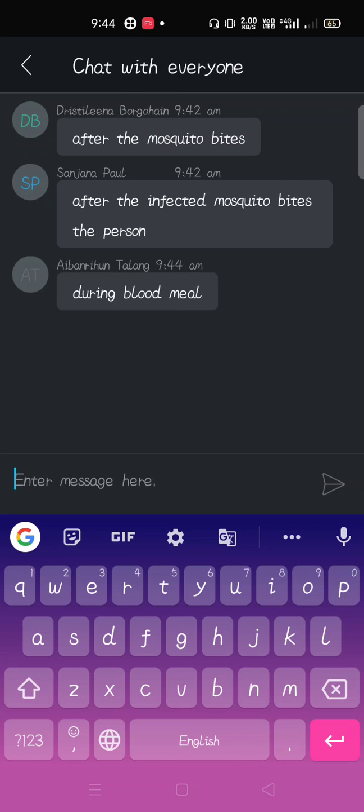See, when this pathogen or parasite is present in the stomach of the mosquito and the mosquito goes and bites a human being, it will not be transmitted. The parasite will not be transmitted into the human host. So where should the parasite be present for it to get transmitted into the human host? What is the site?